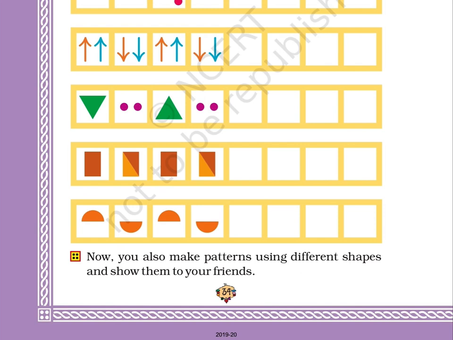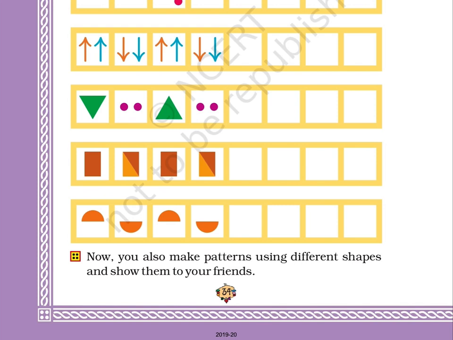Pattern 6. Box 1, brown color rectangle. Box 2, upper yellow triangle and bottom brown triangle making a rectangle. Box 3, brown color rectangle. Box 4, upper yellow triangle and bottom brown triangle making a rectangle. Boxes 5, 6, 7 and 8 are blank.